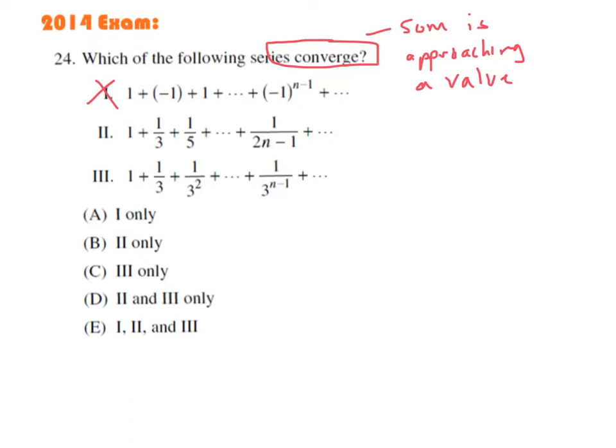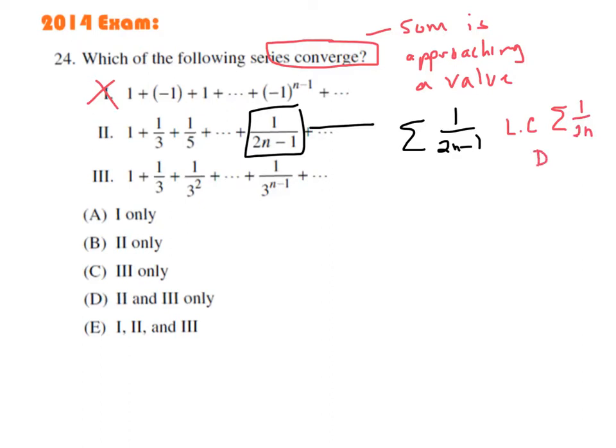Now the next one, 1 plus 1/3 plus 1/5, 1 over 2n minus 1. Well, it isn't alternating, it's all positive. This is the general term they're giving us, so it's essentially this series. You could maybe do a limit comparison and compare it to 1 over 2n, which is a divergent p-series, because it's a constant over n to a power, and the power is not greater than 1. If you do limit comparison, you find out that this also diverges.